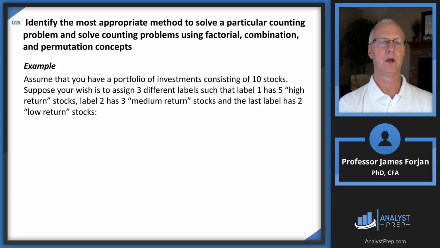So here's an example. Suppose you have a portfolio that consists of 10 stocks. You wish to assign 3 different labels so that label 1 has 5 high return stocks, label 2 has 3 medium return stocks, and the last label has 2 low return stocks. So you've got 3 different labels. You have 5 stocks in label 1, 3 stocks in label 2, and 2 stocks in label 3. So there are your 10 stocks.